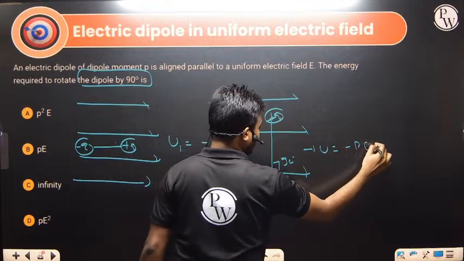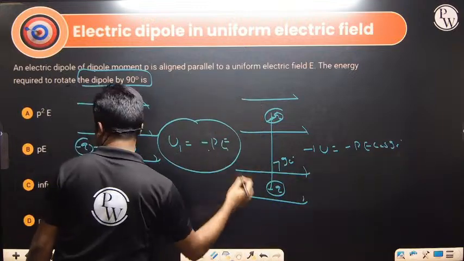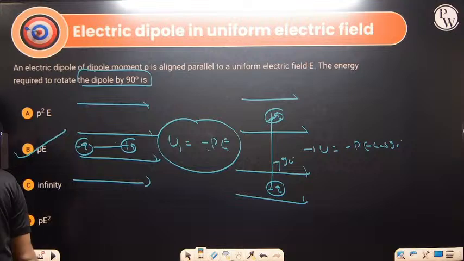Minus PE cos 90, which is zero. So in this case, what is the energy required? P into E. That's it. This much energy will be required in rotating the dipole.